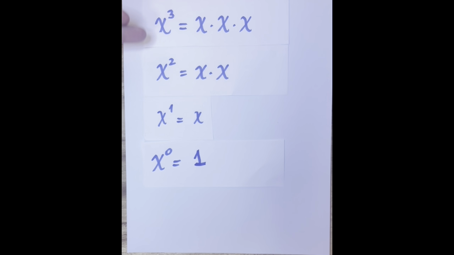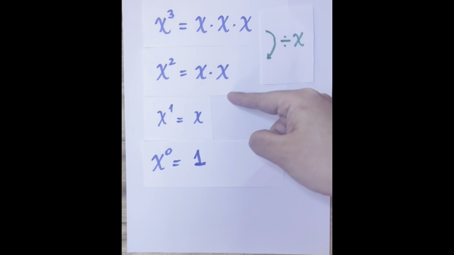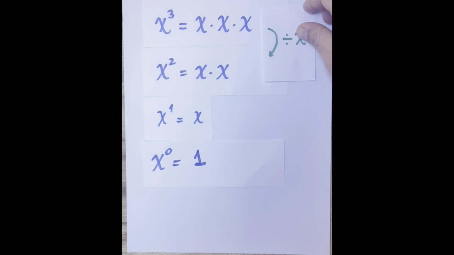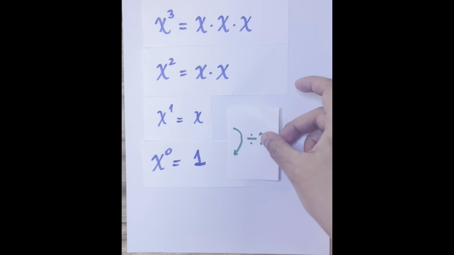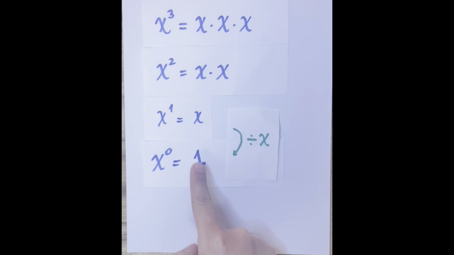Another way to see this is by looking at this pattern. Note that to go from x cubed to x squared, we need to divide by x. We can repeat the same pattern, so to go from x squared to x, we divide by x. And finally, to go from x to the 1 to x to the 0, we divide by x. Note x over x equals 1, which makes sense.